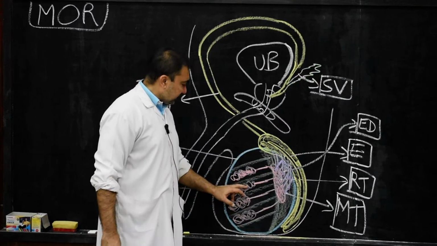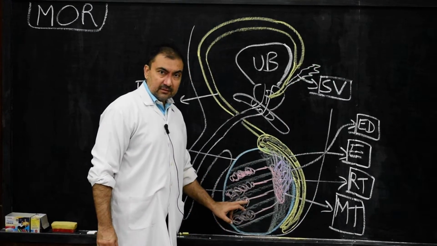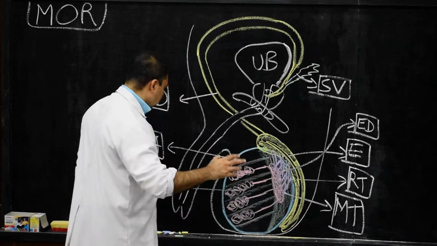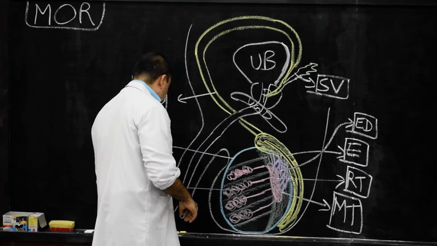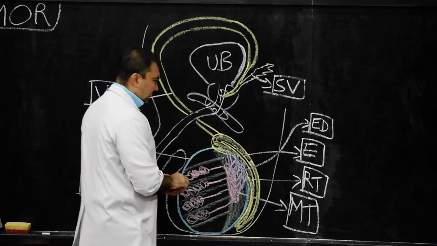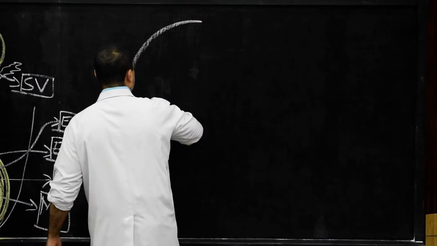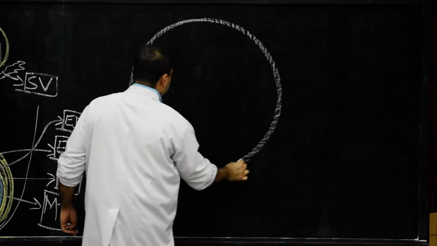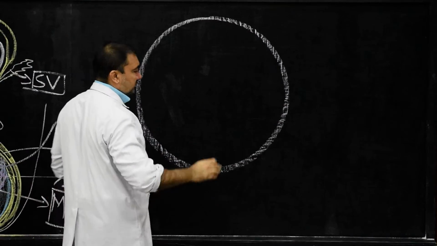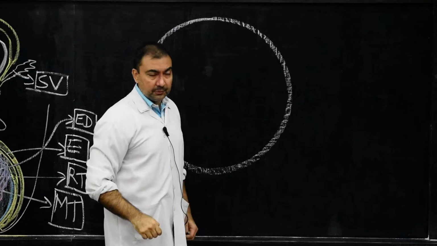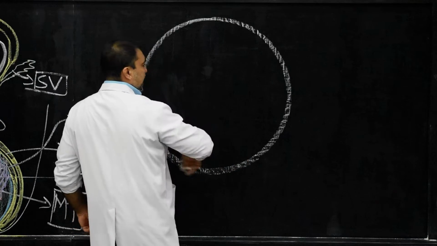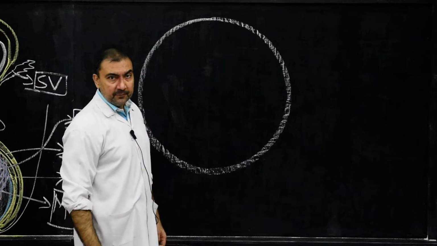Now we are going to have a section of seminiferous tubule in order to understand. When we draw the seminiferous tubule, please come on this side here. We are going to show it in a transverse section. This is the cross section, transverse section of seminiferous tubule. Now it contains basement membrane. This is the basement membrane.